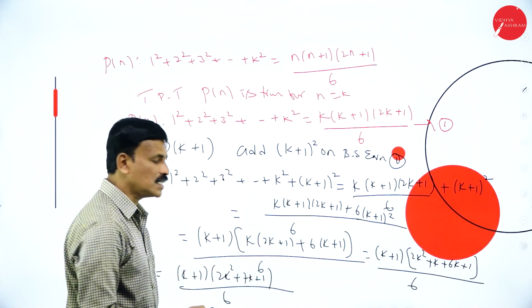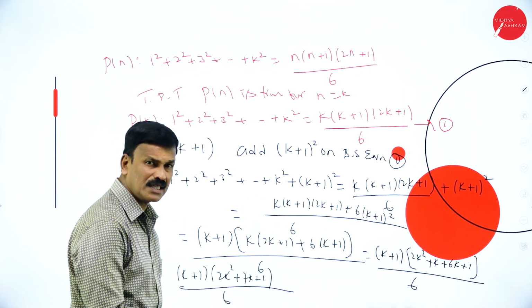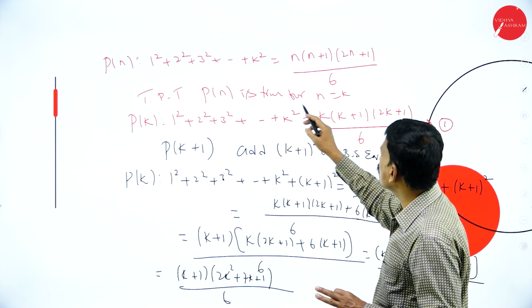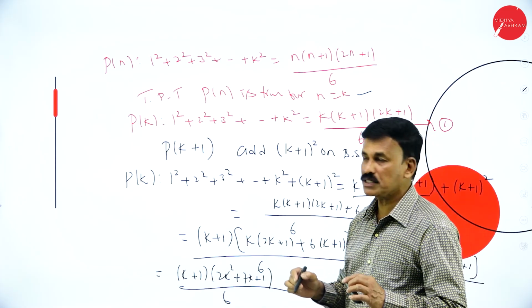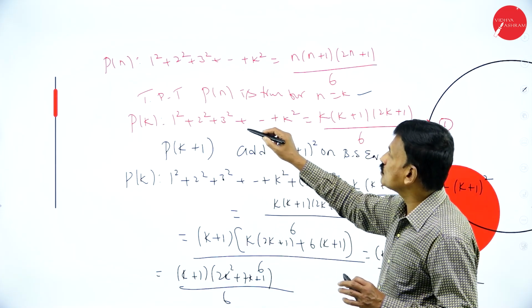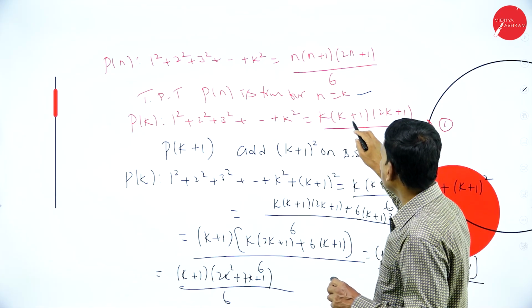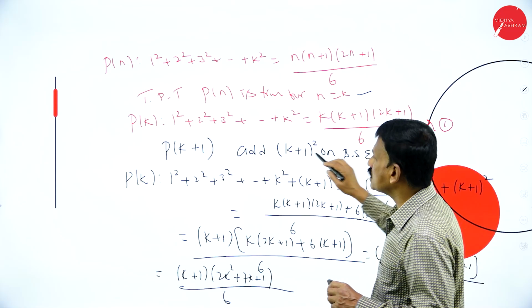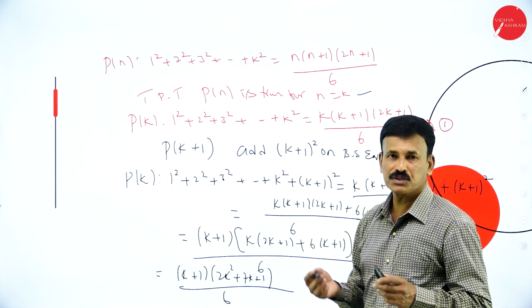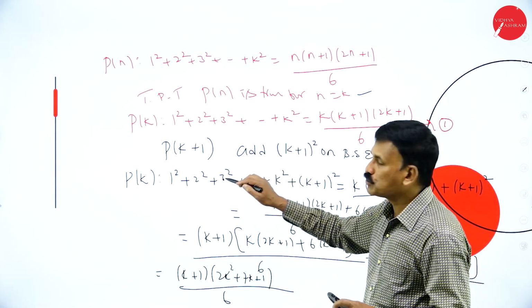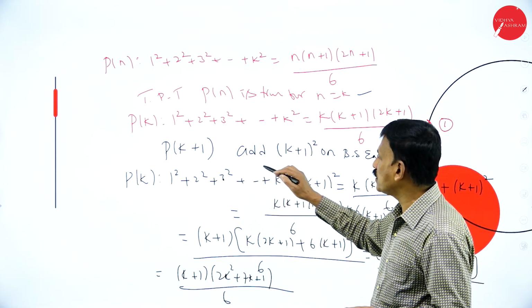So if you factorize this, what you will get? Okay, let me explain this first. To prove that p of n is true for some positive integer n equal to k, put n equal to k, then we will get 1 square, 2 square, 3 square, etc., k square is equal to k into k plus 1 into 2k plus 1 by 6. So that means p of k is also true, p of n is also true for some positive integer n equal to k. Now to prove that it is true for p of k plus 1.